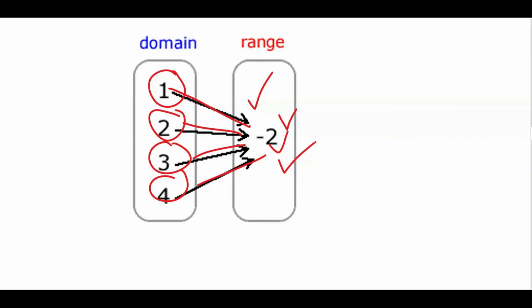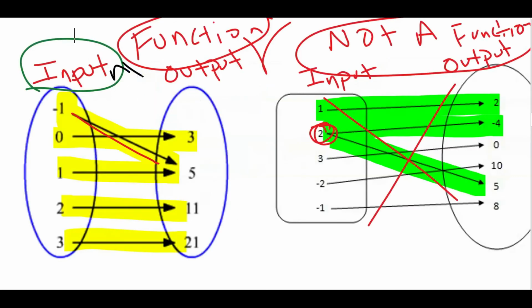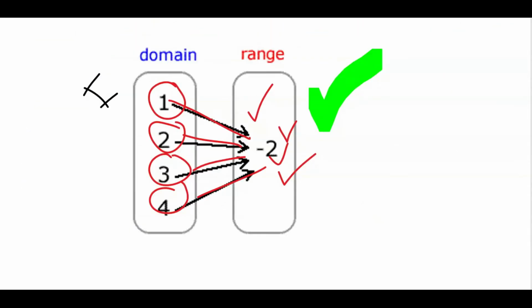This would still be a function. This still checks off because for every input, there's only one output. Okay, so as long as every input only gives me one output, we're okay. So every input here gives me only one output, and that's what I'm looking for. It doesn't matter if they all share the same output, as long as there's only one line coming from each one of these inputs in the diagram, we're okay.